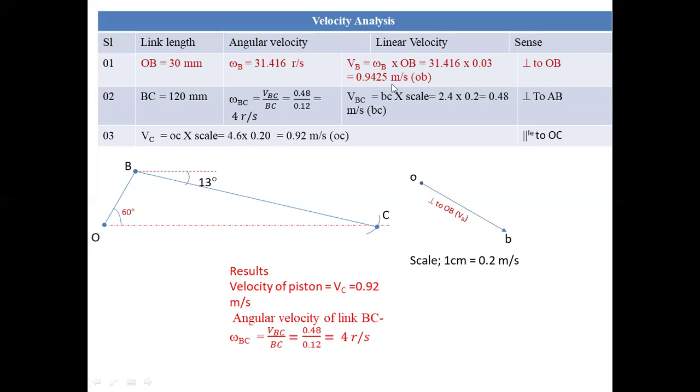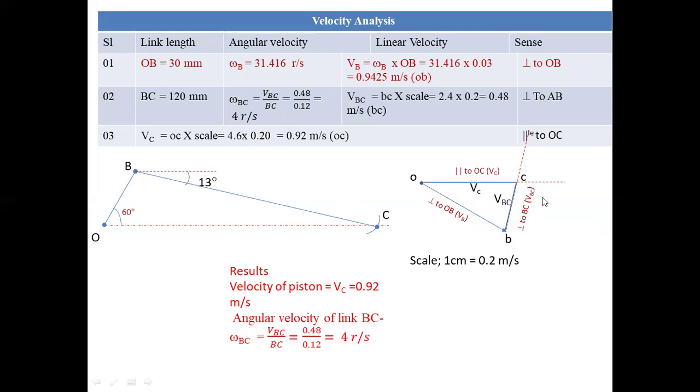What is the magnitude? 0.9425 meter per second. So our scale is 1:0.1, so you can take this part up to 4.7 centimeter. After plotting this, we have to draw one perpendicular to the BC line, then one line of stroke for point C, which is in the horizontal direction. This horizontal line of stroke and the perpendicular line will form a point of intersection where we have to locate point C. This is the orientation of C. So just connect OC and the CB line.